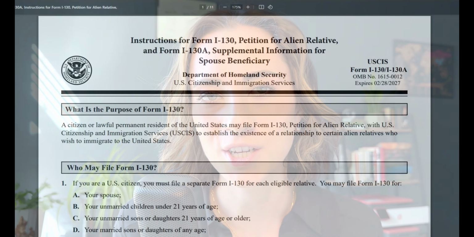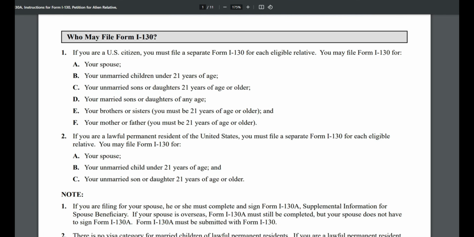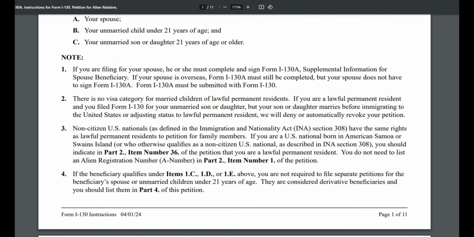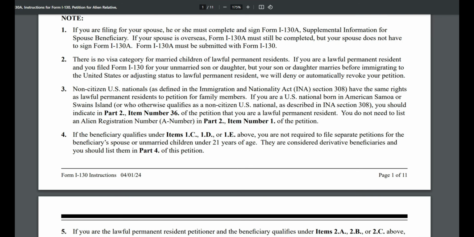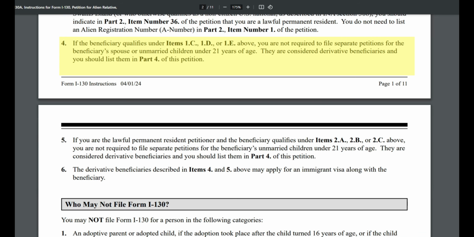Keep in mind that derivatives are not the same as dependents necessarily. I do encourage you to read the I-130 form instructions on the first and second page. USCIS does spell out which relative categories can and cannot have derivative applicants, such as unmarried children under the age of 21 and spouses of the applicant who are included on the same petition. But in the case where you are petitioning multiple relatives under entirely different petitions, you should be able to use the I-864EZ form as long as you meet all the other conditions.